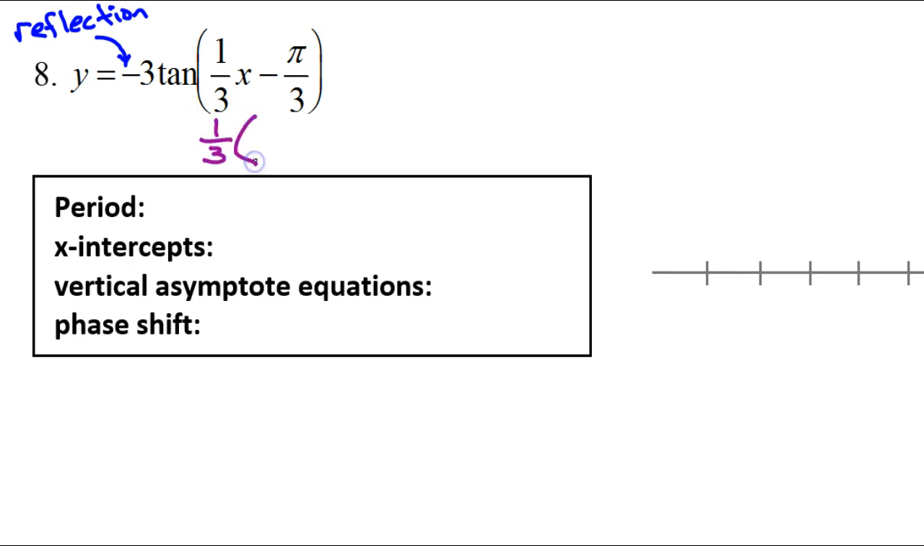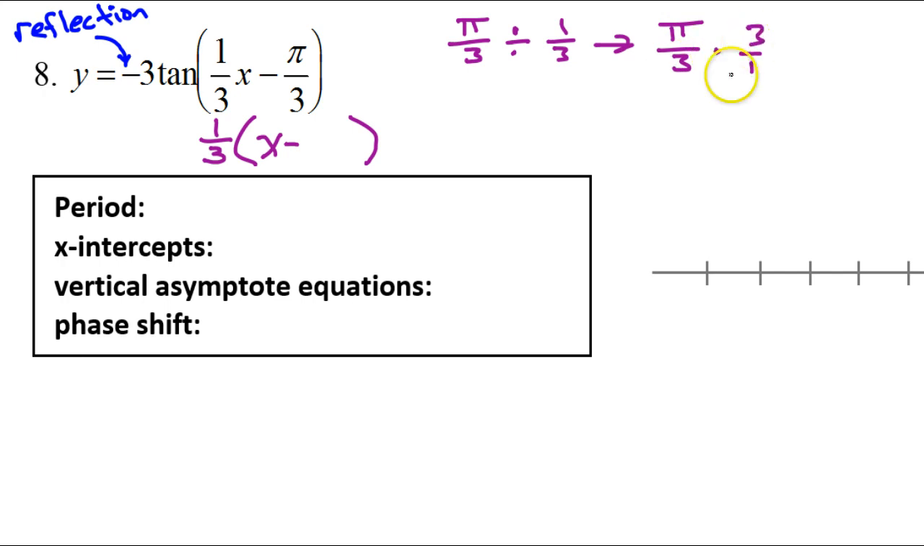So I'm going to pull that 1/3 outside of the parentheses. Inside, I'm going to have x minus. Now, to get this value, I need to take this number and divide by the b value. So I need to do pi over 3 divided by 1/3. Well, when you divide with fractions, you multiply by the reciprocal. So this would be pi over 3 times 3 over 1. Alright, so that's 3 pi over 3, which I hope you can see is just pi. So the value that will go right here is going to be pi.